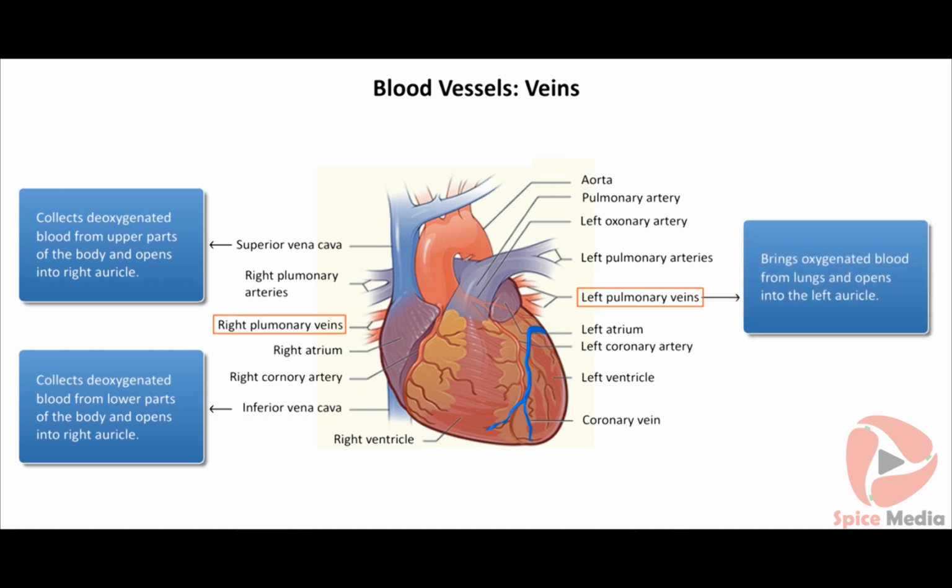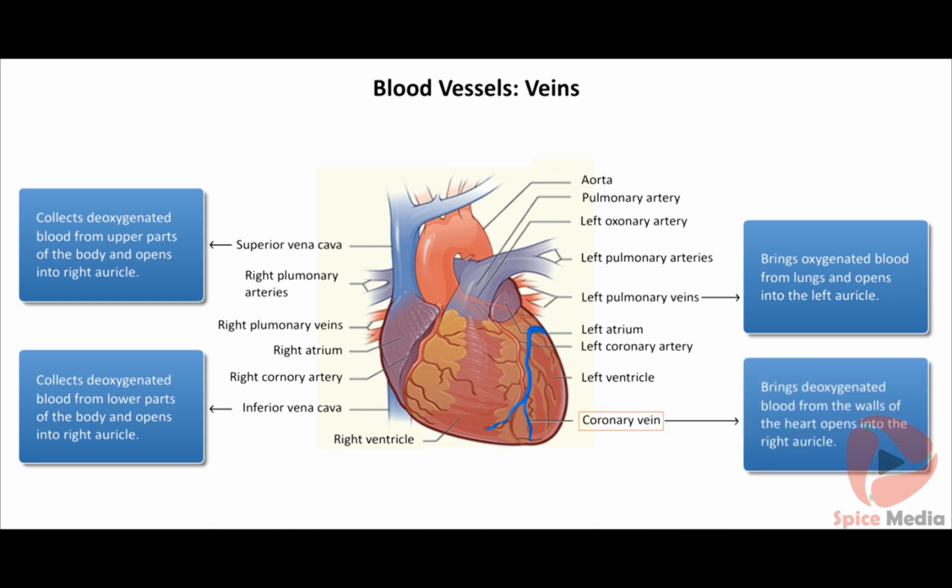The pulmonary vein brings oxygenated blood from the lungs and opens into the left auricle. It is the only vein that carries oxygenated blood. A pair of coronary veins brings deoxygenated blood from the walls of the heart and opens into the right auricle.